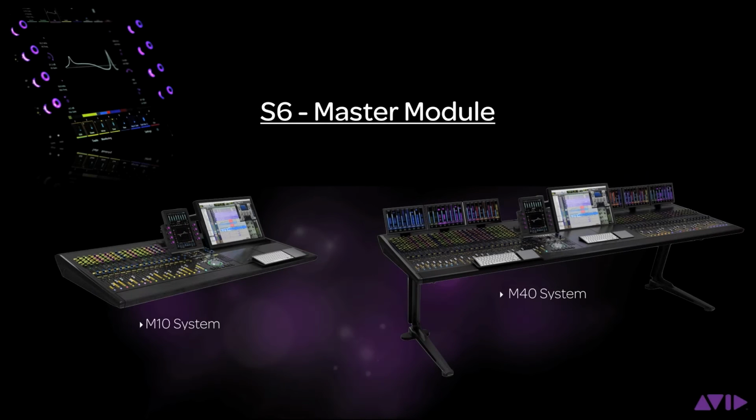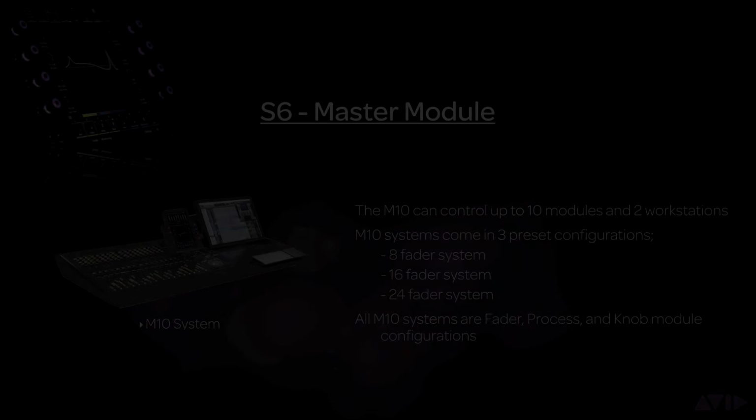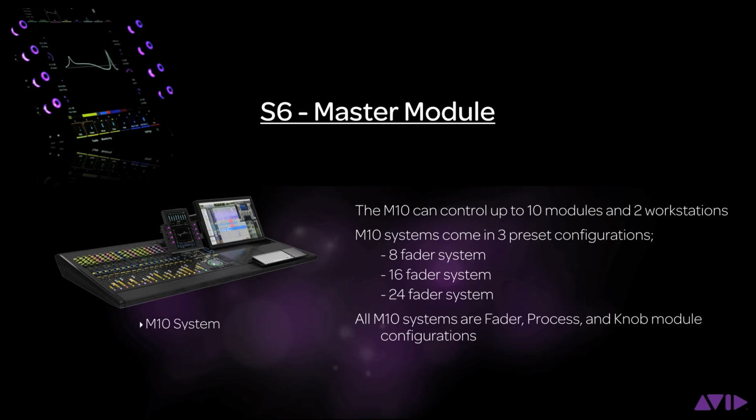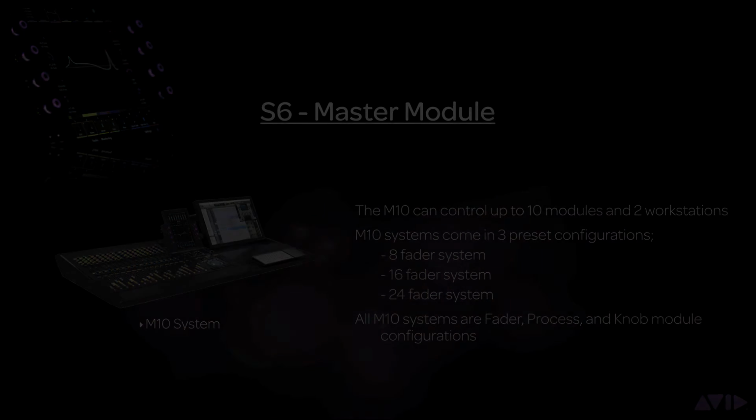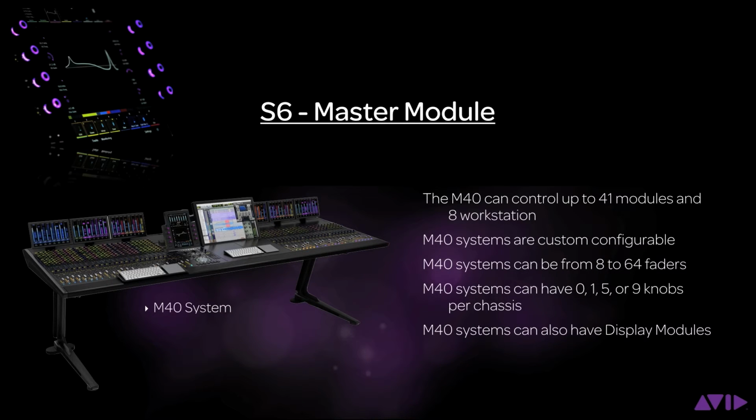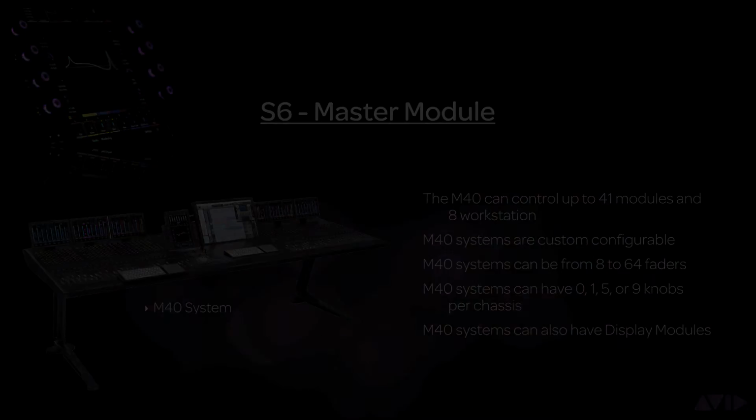The master module is available in two different versions, the M10 and the M40. The M10 can connect and control up to 10 modules, two workstations, and is only available in three pre-configured systems, 8, 16, and 24 fader, 5 knob systems. The M40 can connect and control up to 41 modules, up to 8 workstations, and is fully modular. It can have from 8 to 64 faders with 0, 1, 5, or 9 knobs per 8-channel frame chassis.